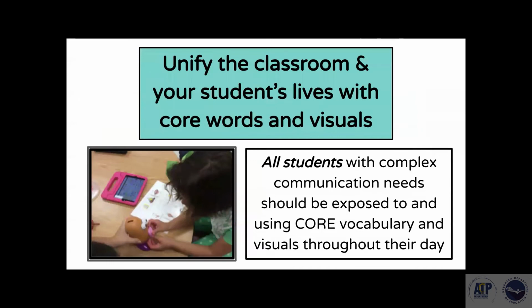In another video, you're going to learn a little bit more about our core vocabulary initiative that's been going strong for 14 years in our district. One small component of what we do is we make sure we unify the classroom and our students' lives with core vocabulary words and visuals. We say all students with complex communication needs should be exposed to and using core vocabulary and visuals throughout their day. I'm going to share a wide variety of examples with you, and I'll tell you, it has been magical with both communication and literacy and just immersing our students in these words.